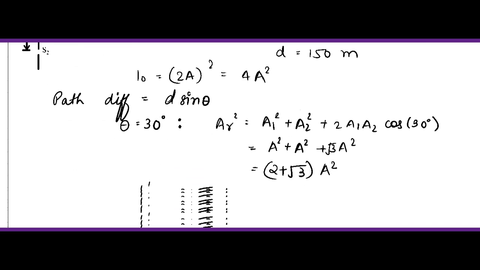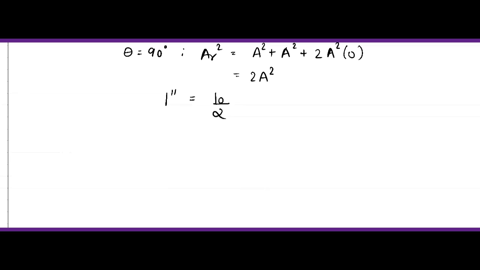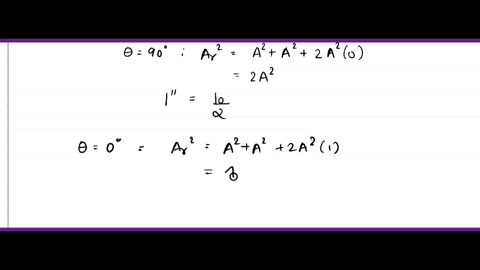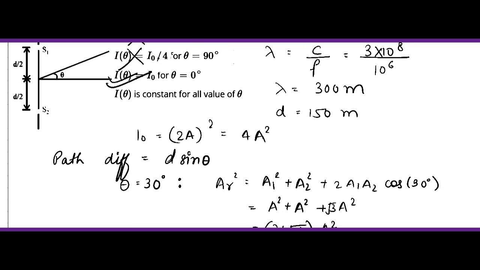Now we are going to find for theta equals 0 degrees. When theta equals 0 degrees, AR square would be equal to A square plus A square plus 2A square cos 0, and cos 0 is 1. So this turns out to be equal to 4A square, right? So the intensity here would be equal to I naught. So this is true, right? So is the intensity constant for all values of theta? No, it is varying, as we already found for 3 different values. So this is also wrong. So our answer is option C.